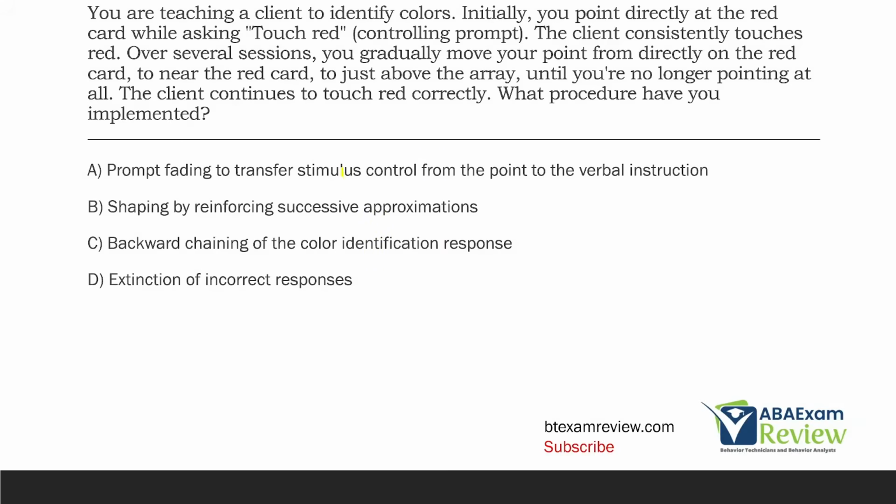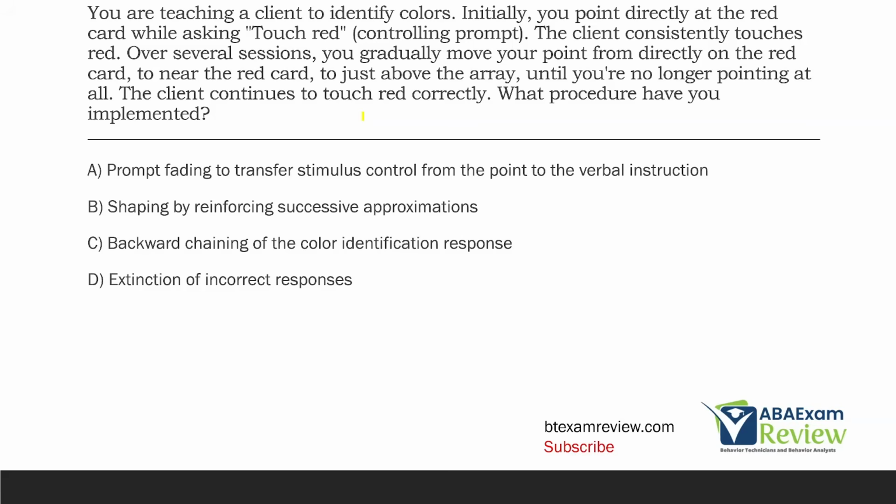You're teaching a client to identify colors. Initially, you point directly at the red card while asking touch red, controlling prompt. The client consistently touches red. Over several sessions, you gradually move your point from directly on the red card to near the red card to just above the array until you're no longer pointing at all. The client continues to touch red correctly. What procedure have you implemented?